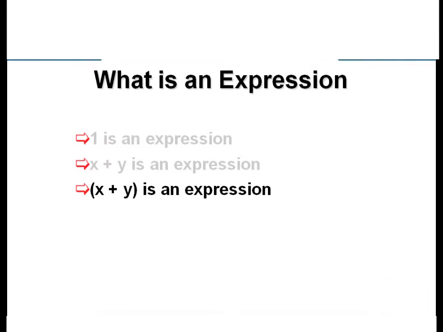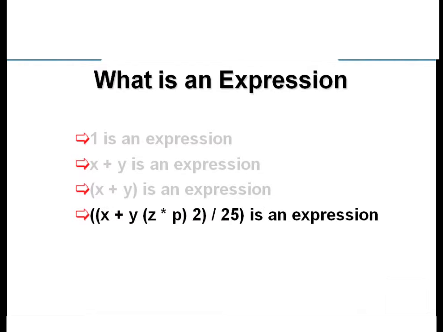And obviously X plus Y enclosed in parentheses implies that whatever's inside the brackets gets executed first. This is also an expression, where if you look at the precedence of the brackets, the Z times P part gets executed first, it gets raised to the power of 2, then multiplied by Y, then X gets added, and then you divide by 25. But the point is, the whole thing is an expression in itself. It equates or results in a specific value.